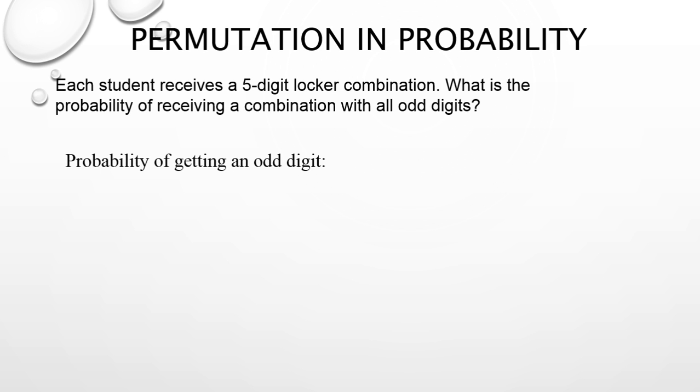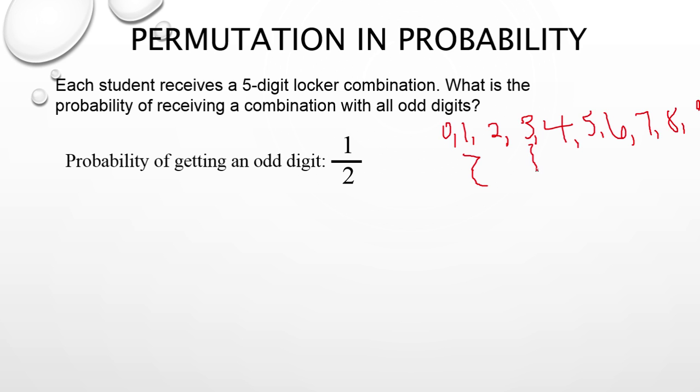So let's take a look. Probability of getting an odd digit. So you know that numbers go from 0, 1, 2, 3, 4, 5, 6, 7, 8, 9. So there are 10 numbers in total. And odd numbers will be 1, 3, 5, 7, and 9. So there are 5 odd numbers. We divide that by 10. That's how we ended up with 1 over 2.